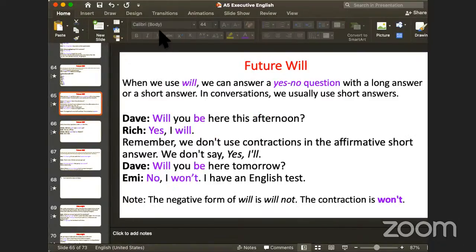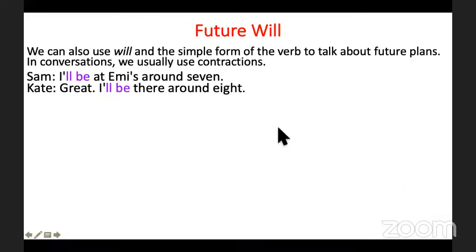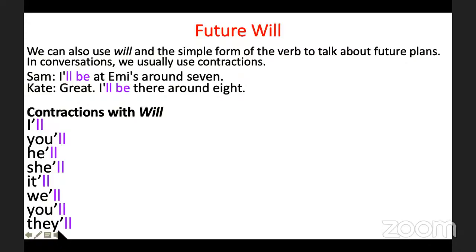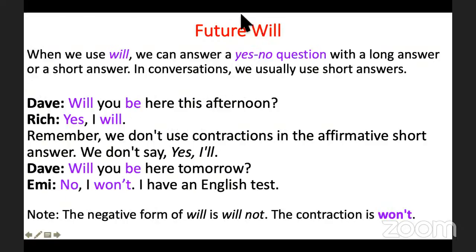All right. So the last time we saw the contractions, remember? We saw all the contractions to use with will, right? All right. So we can also use will to make questions and to answer, right? So for example, if you want to make a question about the future, we will start with will, right?